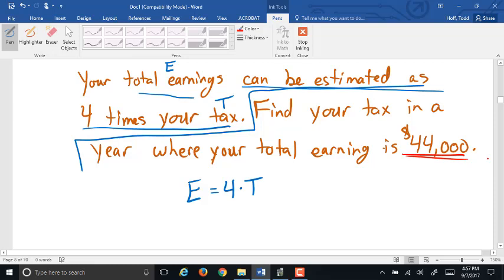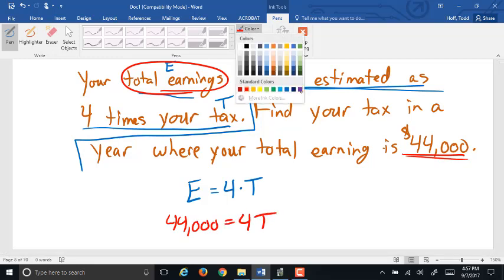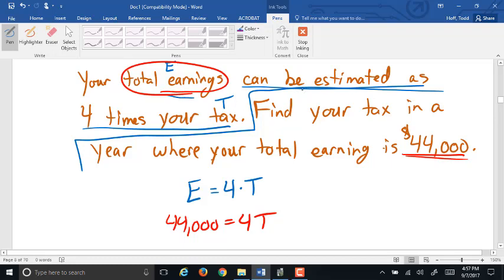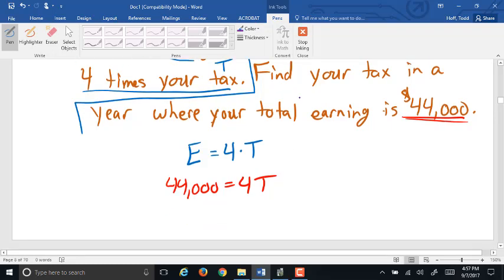Now, our total earnings is 44,000. What does that go in for, E or T? Earnings is E. So 44,000 equals 4T, or 4 times T. Now we solve that equation by doing what? Divide by 4 to get T by itself. 44,000 divided by 4 is 11,000 equals T. So your tax is approximately 11,000.